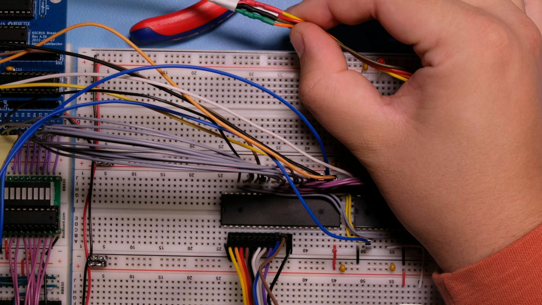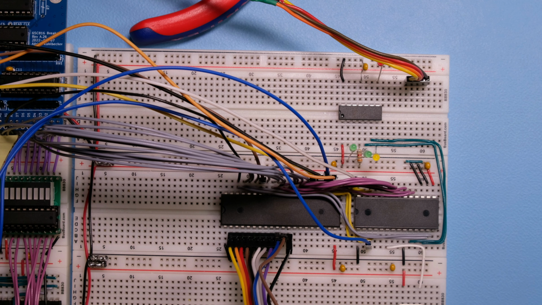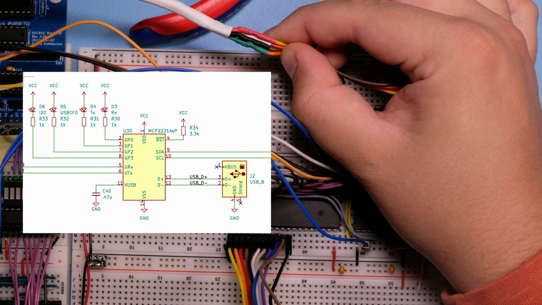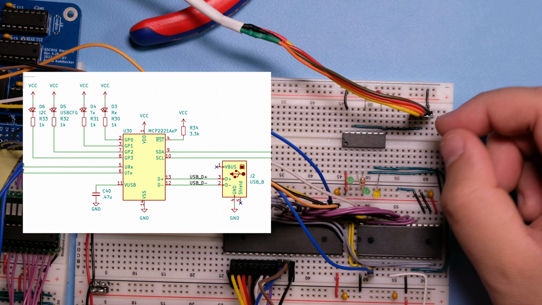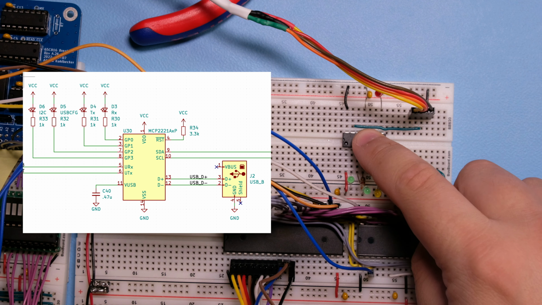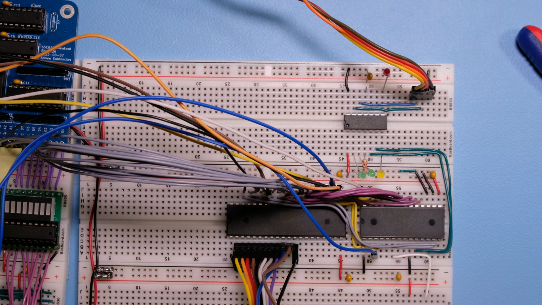So in black we have ground, that's the brown wire on the DuPont header. In white this is D+, and so that goes to pin 13, that's the red wire on the header. And then in green we have D-, and that's the orange wire on the DuPont header. And that goes to pin 12. Okay. So this should be all the wiring done.